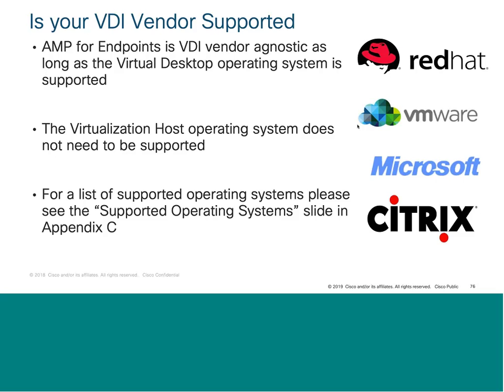The virtual host operating system, such as the VMware hypervisor, is not always supported. In fact, VMware as a hypervisor is not supported in terms of installing AMP on the hypervisor. Microsoft and Red Hat, you can install on the hypervisor itself. Citrix and VMware, you cannot. Most hypervisors are not directly supported.